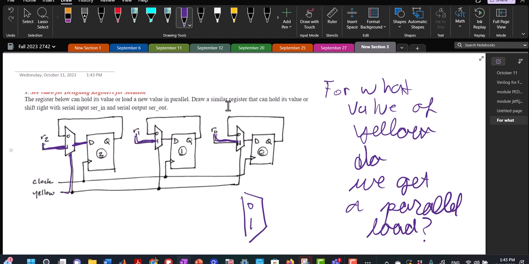Now, when yellow is 0, the output of the multiplexer is going to be whatever is coming into the 0, and what's coming into the 0 is just the value it had before. So it's just holding its value.